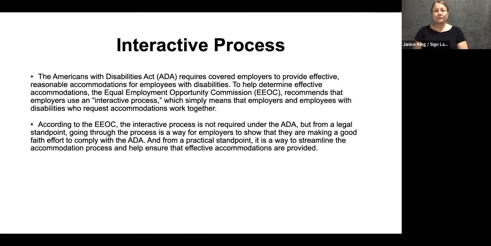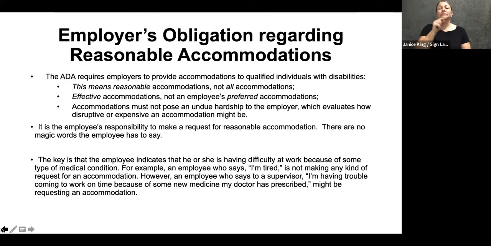Again, the ADA requires employers to provide accommodations to qualified individuals. This means reasonable accommodations, not all accommodations. Effective accommodations, not an employee's preferred accommodations. And again, accommodations must not impose an undue hardship. Part of the assessment is how disruptive or expensive an accommodation might be.